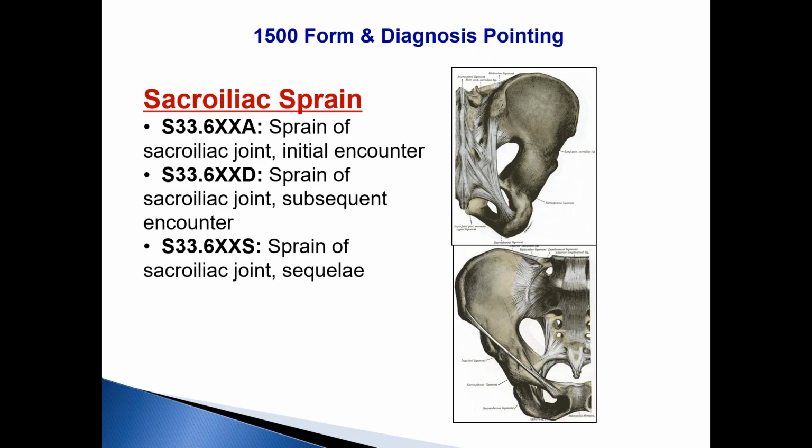A, initial encounter, D, subsequent, S, sequela. So now if you are going to diagnose a patient with a sacroiliac joint problem, whether it's a sprain, sacroiliitis, or sacroiliac joint subluxation, there are a few findings that you should have in your notes.